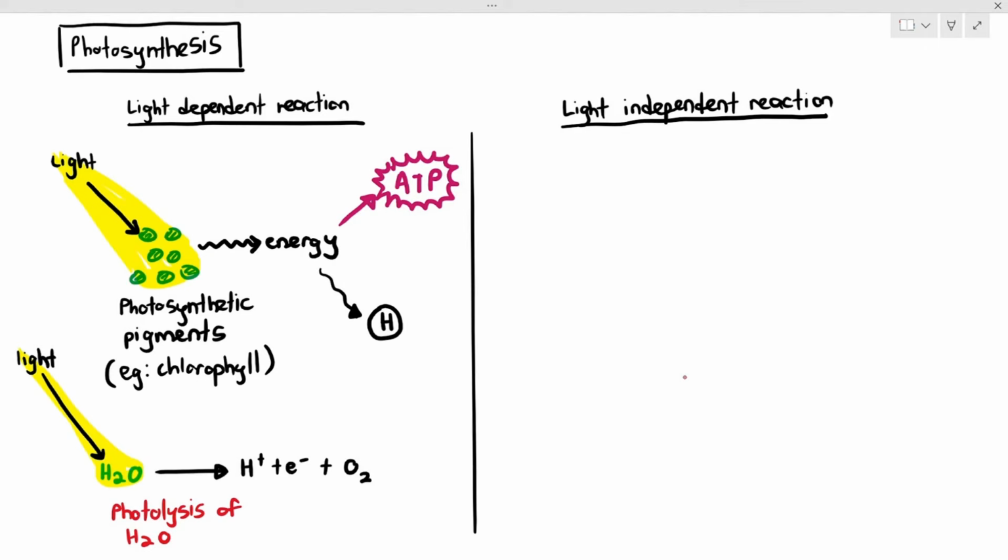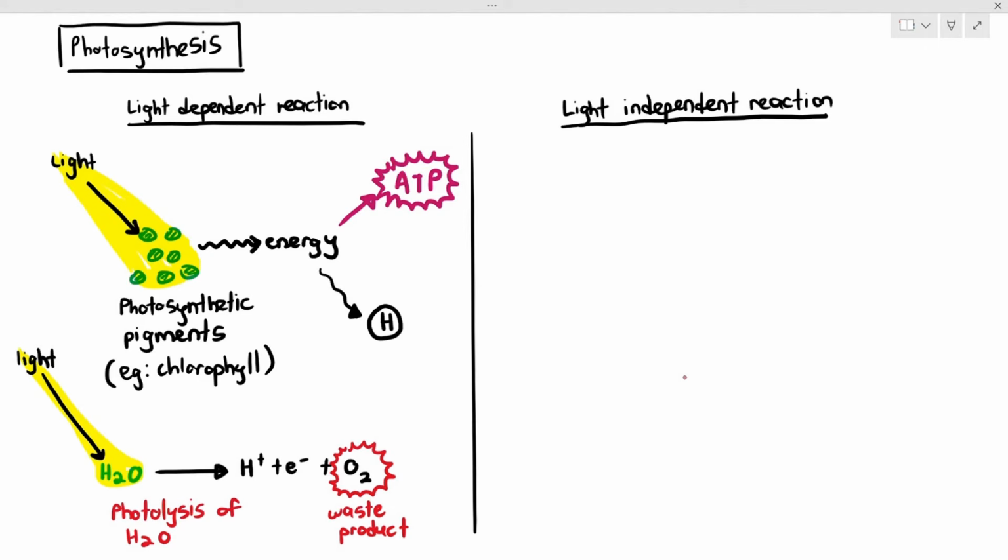And this is very important for you to be aware of. Sometimes in A levels, they may ask you the question, how is oxygen produced during photosynthesis? And then you just have to say, oxygen is produced through the photolysis of water. But again, we are going to look at them in detail in later videos.